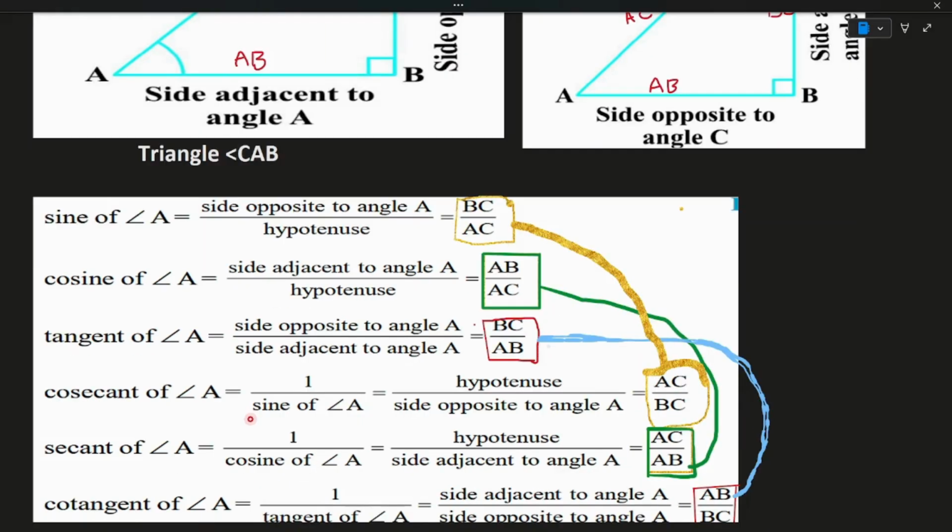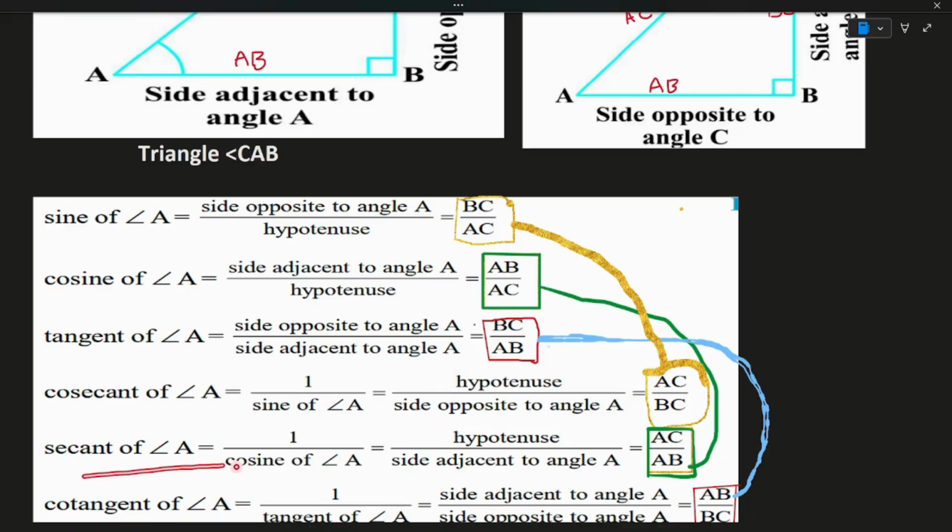Okay. Cosecant of A equals 1 by sine A. Why? Because the sine of A and cosecant of A are reciprocals of each other. So I can reverse the sine ratio, which will become hypotenuse by opposite side. See here, hypotenuse by opposite side. So it will become AC by BC.